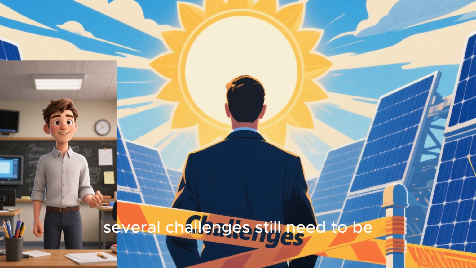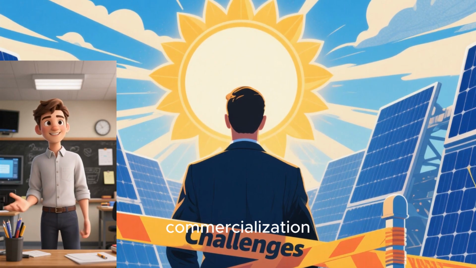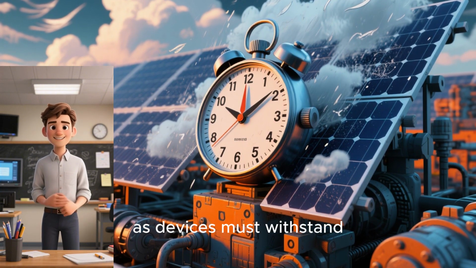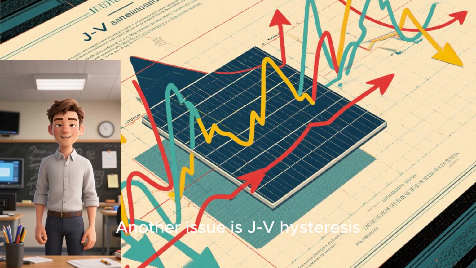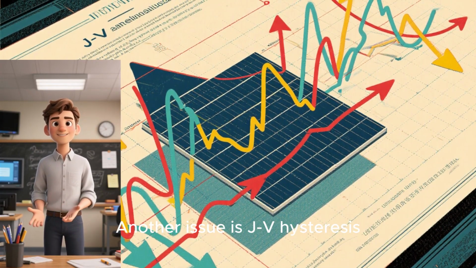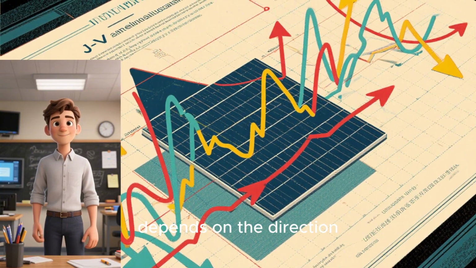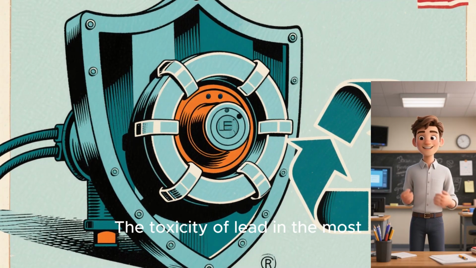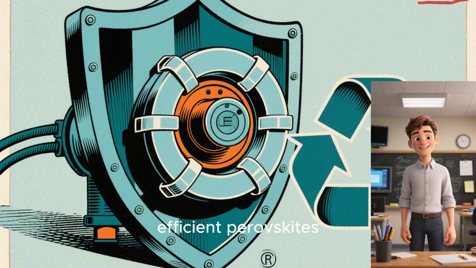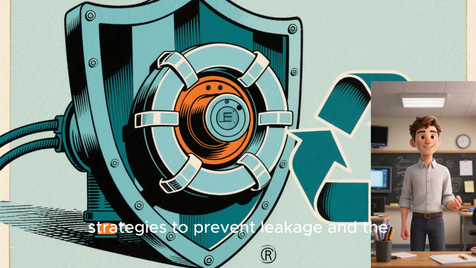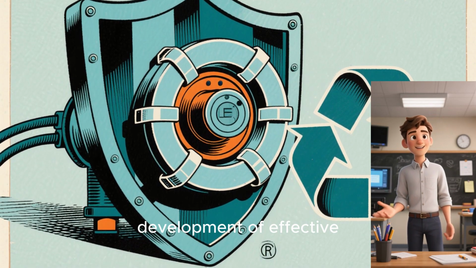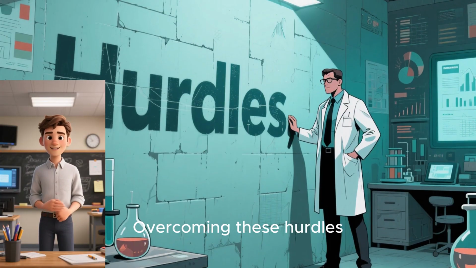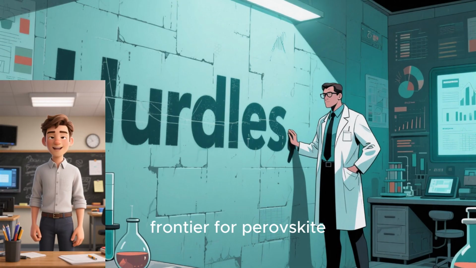However, several challenges still need to be addressed before widespread commercialization. Long-term stability remains the primary concern, as devices must withstand decades of outdoor exposure. Another issue is JV hysteresis, where the measured efficiency of the cell depends on the direction of the voltage scan, complicating performance evaluation. The toxicity of lead in the most efficient perovskites necessitates robust encapsulation strategies to prevent leakage and the development of effective end-of-life recycling processes to manage waste responsibly. Overcoming these hurdles is the final frontier for perovskite researchers.